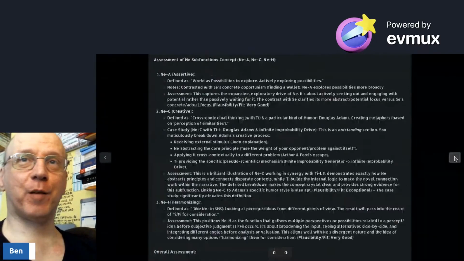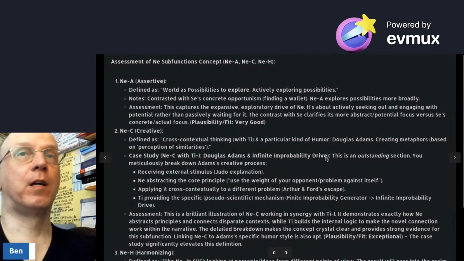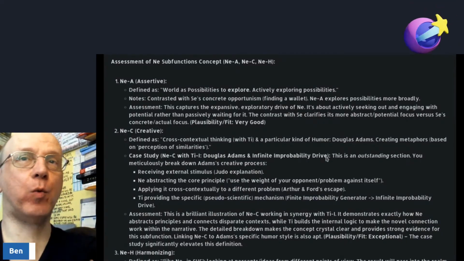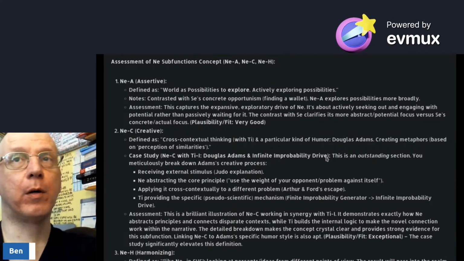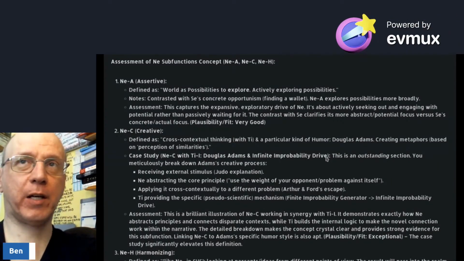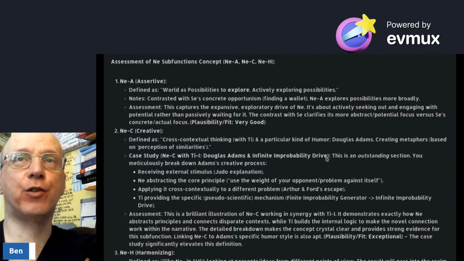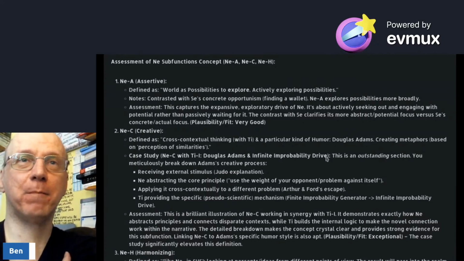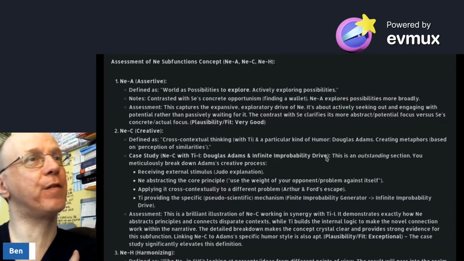Assessment of NE subfunctions concept. Now, assessment of NE subfunctions. Defined as world as possibilities to explore. Yeah, that's world as possibilities from Vanderhoop. Actively exploring possibilities might be from Shalina. Notes contrasted with SE's concrete opportunities, like finding a wallet and then taking it. NE assertive explores possibilities more broadly. Assessment: this captures the expansive exploratory drive of NE.